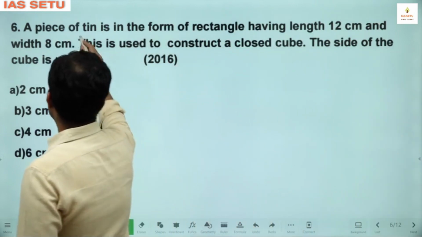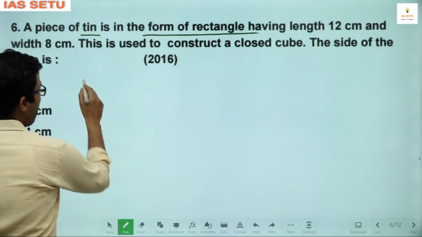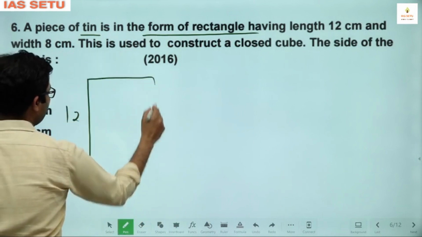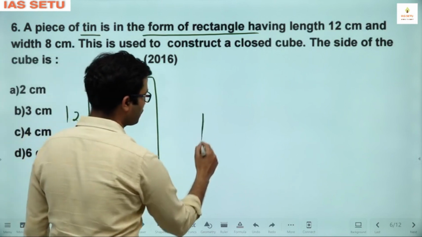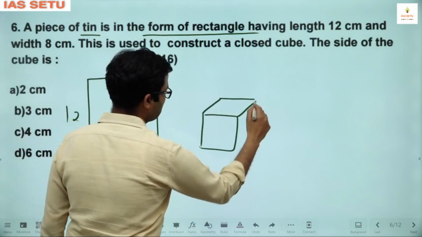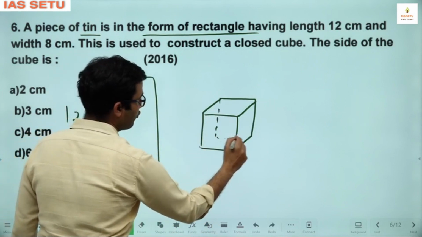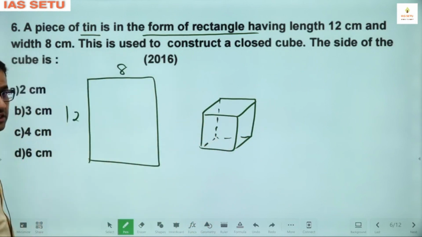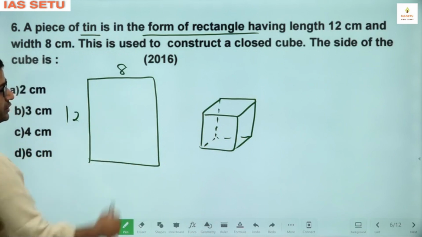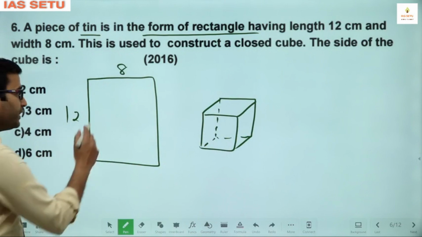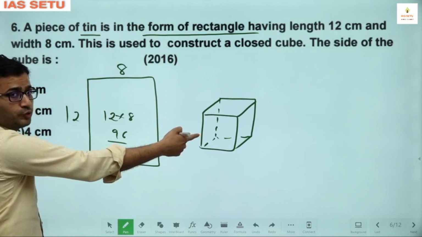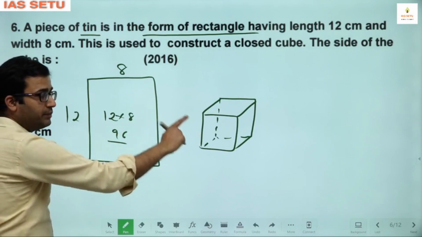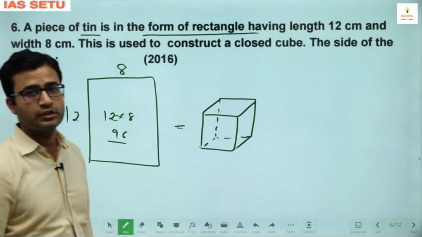Question number 6. A piece of tin is in the form of a rectangle having length 12 and width 8. This is used to construct a closed cube. We cut this part and we make a closed cube out of that. So it means all the 6 faces have been taken from this rectangular sheet. So the area of this, which is 12 into 8, 96, is used for this cube. So the area of this rectangular sheet will be the same as the total surface area of the cube.